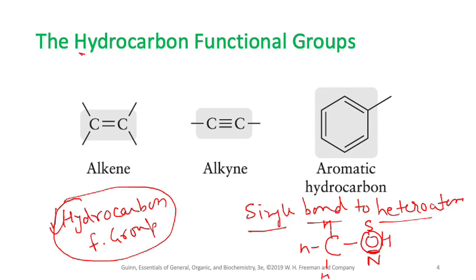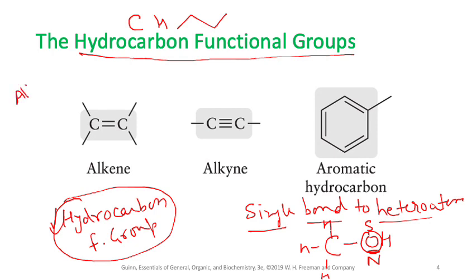So let's talk about the hydrocarbon functional group first. We all know what a hydrocarbon is. Hydrocarbons are those organic compounds that contain only carbon and hydrogen. For example, this one has 4 carbons and then hydrogen, no heteroatom in there. If you remember from the previous chapter, hydrocarbons can be of 4 types.